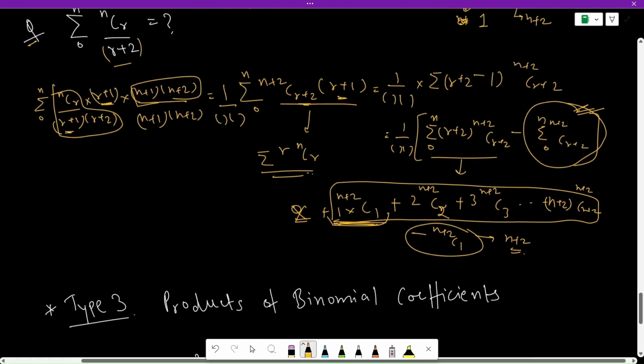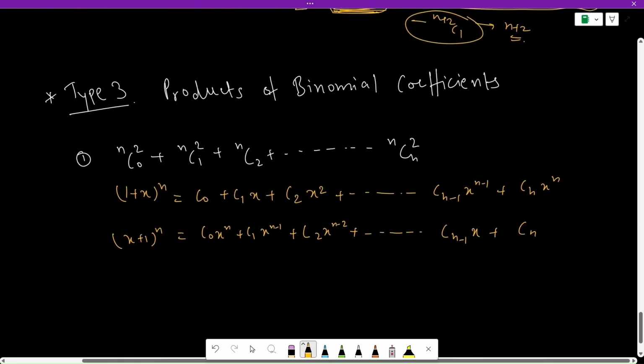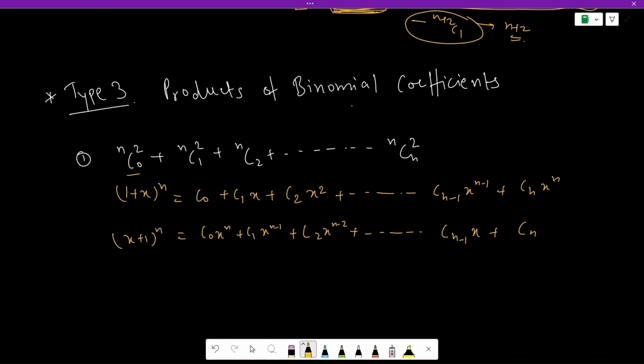Now comes the third type, which is when binomial coefficients are multiplied with another binomial coefficient. For example, here we have the power of binomial coefficients. So to solve such a question we need to smartly choose two expansions and multiply the required terms.